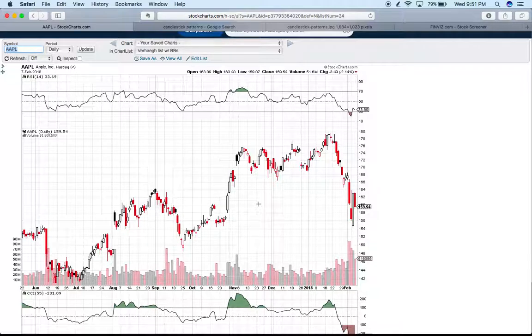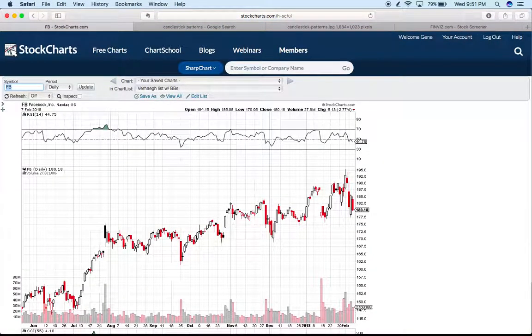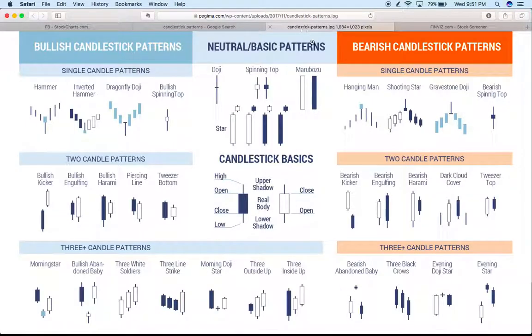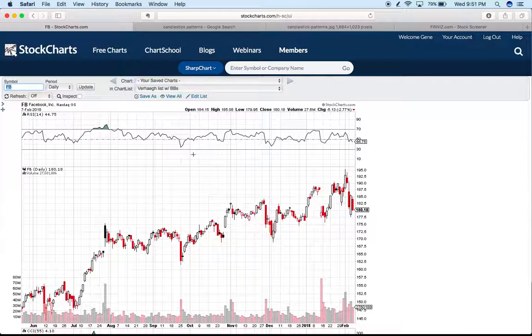I saw some earlier. I was trying to look for something kind of obvious. There you go. See this guy right here? It's called a hanging man. The hanging man is a bearish candlestick pattern. It shows up in an uptrend, at the top of an uptrend, and he's hanging up there, and it's the beginning of a downtrend. So if you see this on Facebook, you had an uptrend, that guy kind of hanging up there at the top, and then it led to a little downtrend.